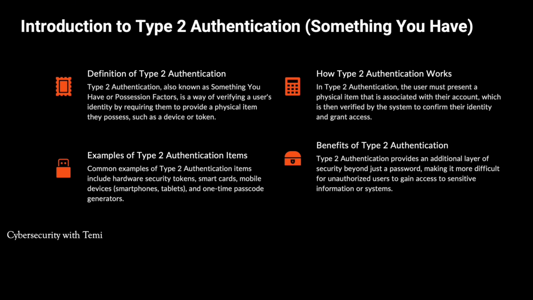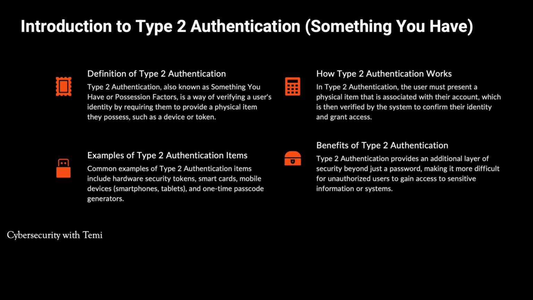So this is a method of verifying a user's identity by requiring them to provide a physical item they possess, such as a device or a token. For example, you can go to the bank and get a hardware token to authenticate transactions on your bank account. So this is where type 2 authentication comes in. And the benefit of this approach is that it has an extra layer of security beyond just a password.